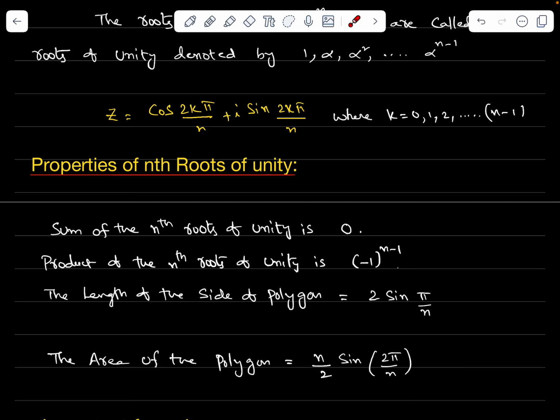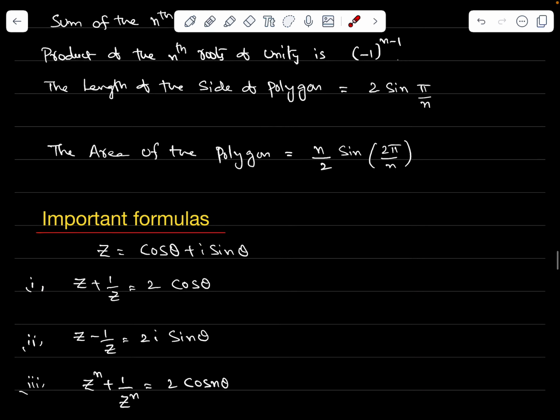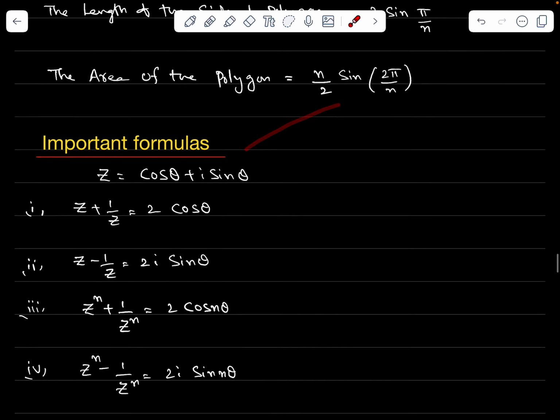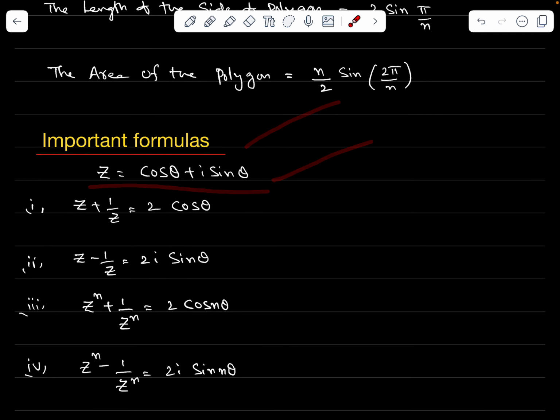The length of the side of the polygon is 2 sin(π/n). The area of the polygon is (n/2) sin(2π/n). These formulas are very, very important. Important formulas: z is equal to cis θ, meaning cos θ + i sin θ.